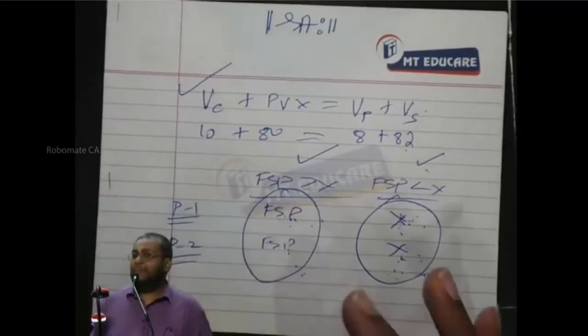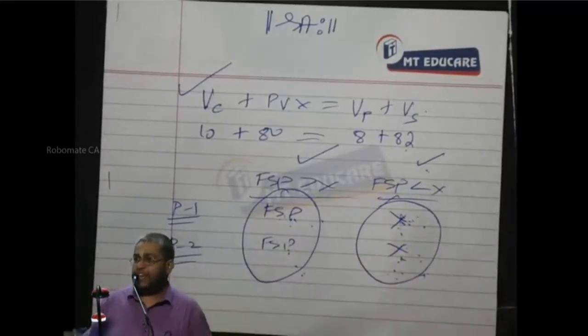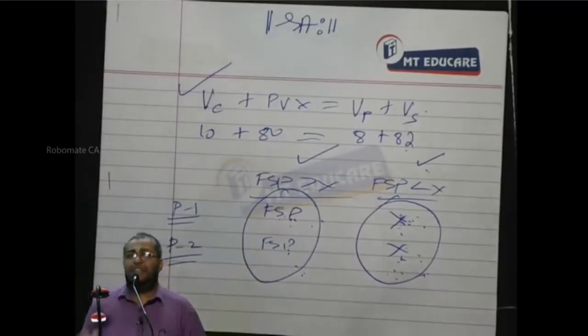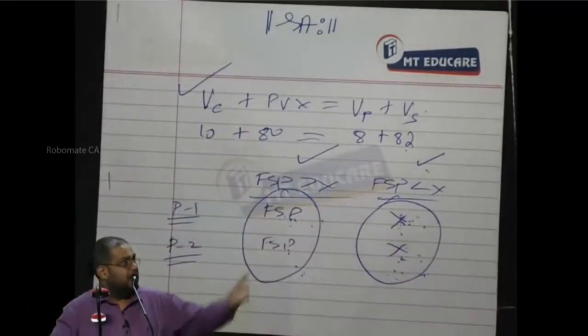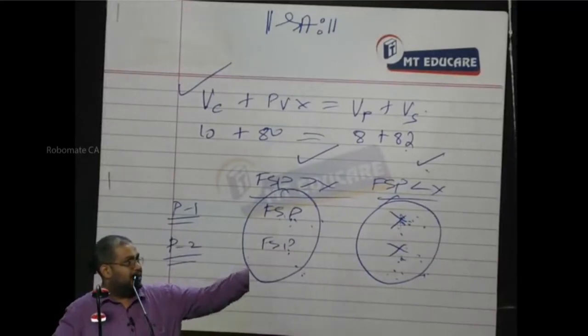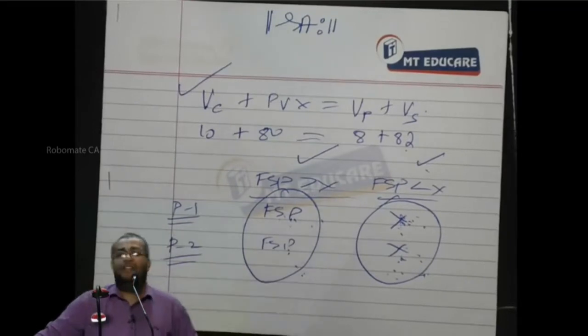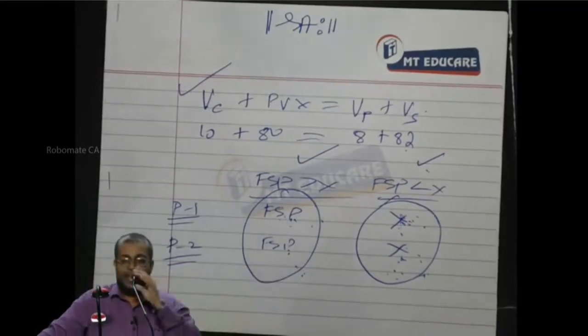VP plus VS. That means what? VC plus PV of X should be equal to what? VC plus VS. Put call parity is proved. Everybody following or not? Should I repeat? Can I proceed or not? This we call the concept of the put call parity equation.